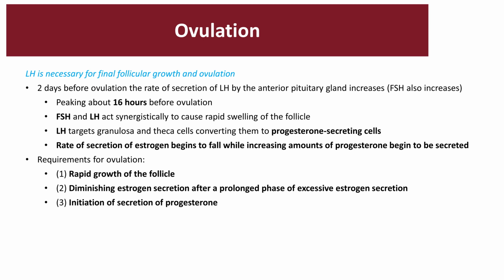LH peaks about 16 hours before ovulation, and LH begins to target both the granulosa and theca cells, converting them into progesterone-secreting cells. The rate of secretion of estrogen begins to fall while increasing amounts of progesterone begin to be secreted. Several requirements are needed for ovulation. Number 1, there's a rapid growth of the follicle. Number 2, there has to be a diminishing estrogen secretion after this extended period of estrogen secretion. And now the progesterone begins to go up.